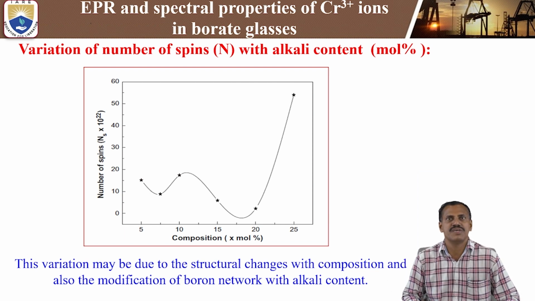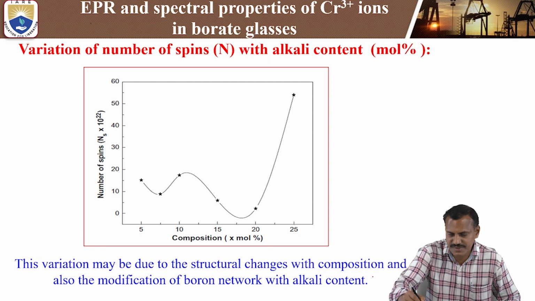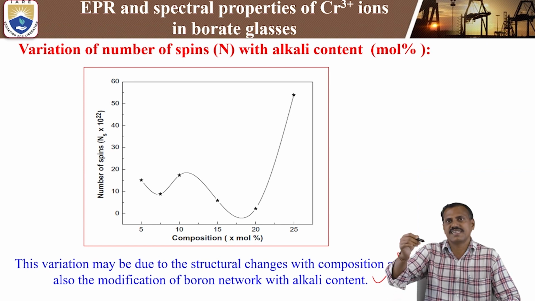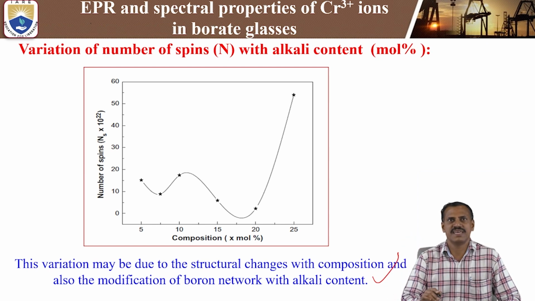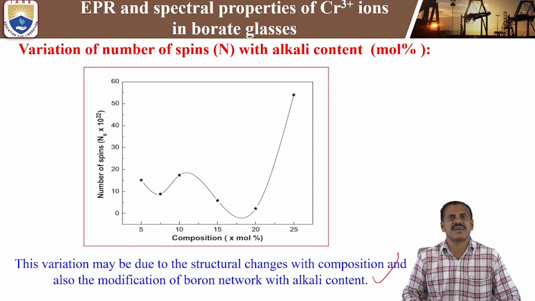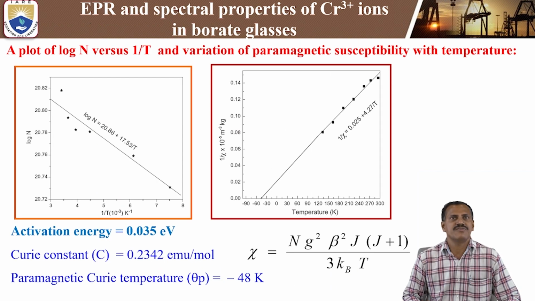This variation may be due to the structural changes with composition and also the modification of the boron network with alkali content. These changes, increasing, decreasing, increasing, again increasing, are mainly due to the structural changes with the composition and the modification of the boron network with alkali content. This is one of the important phenomena we are studying, the mixed alkali effect, using chromium 3+ borate glasses. Again we are going to plot log N versus 1/T.